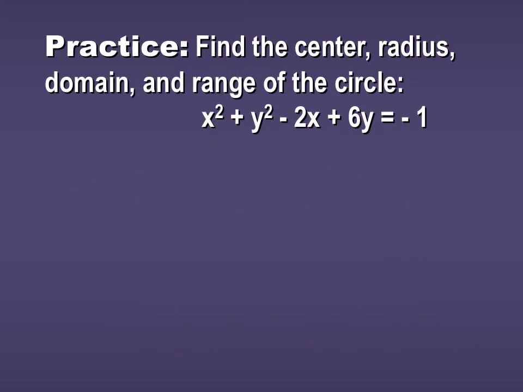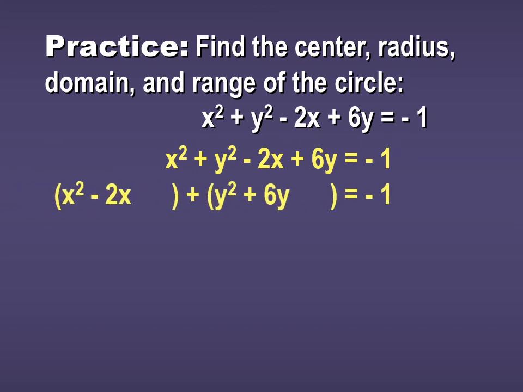Okay, so here's a new one. Find the center, the radius, domain, and range of the circle. Okay, so first thing we want to do, group the x terms and the y terms. Okay, and once we do that, it's time to complete the square. Okay, so half of negative 2 is 1. 1 squared is 1. Make up for it on the other side.